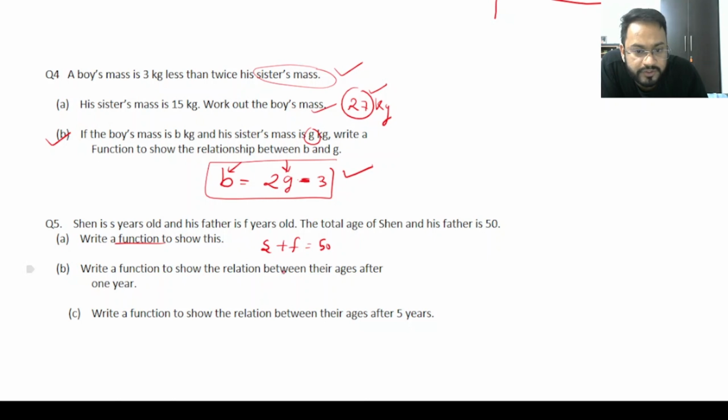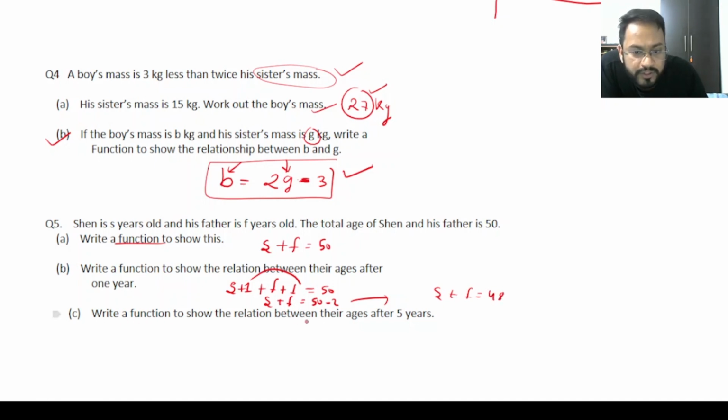Write a function to show the relationship between their ages after 1 year. So after 1 year, what will happen? Shan will become S plus 1 and the father will also become F plus 1, and the sum is equal to 50. Now, if we add these two values, S plus F is equal to 50 minus 2. So finally, this will become S plus F is equal to 48, right?